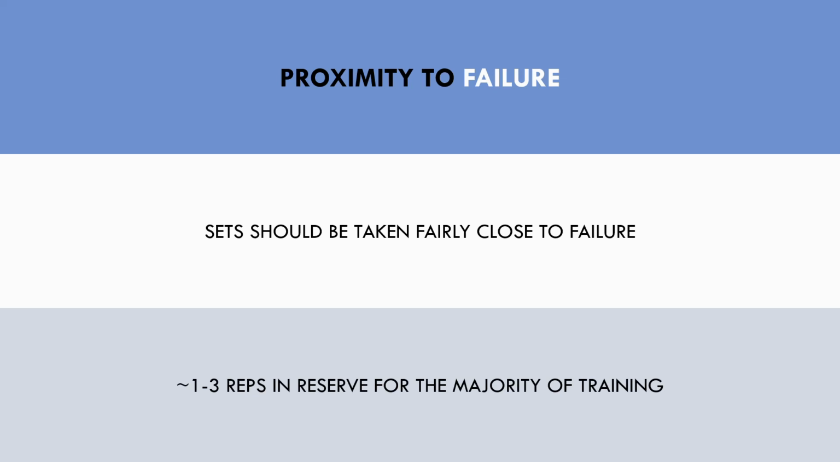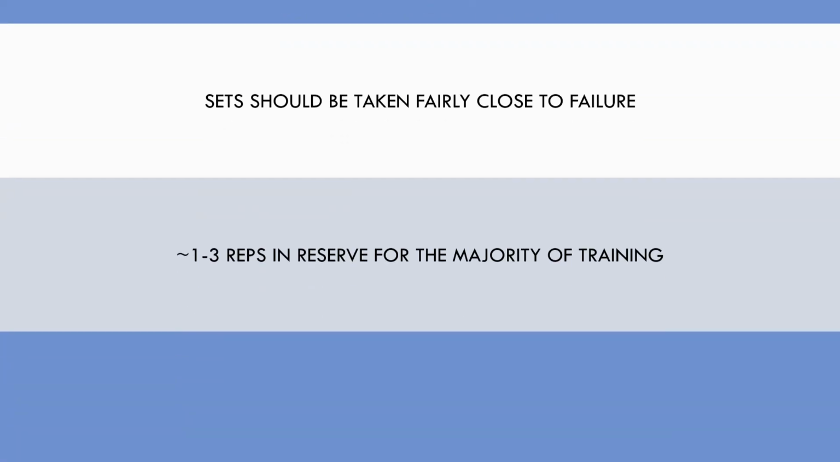Before we delve into the details of progressive overload for hypertrophy training, we first need to briefly cover some hypertrophy fundamentals. The first variable to cover is proximity to failure. Trainees should take each set of training fairly close to failure to maximize hypertrophy adaptations. Around 1 to 3 reps in reserve should generally be the average proximity to failure for the majority of hypertrophy training.